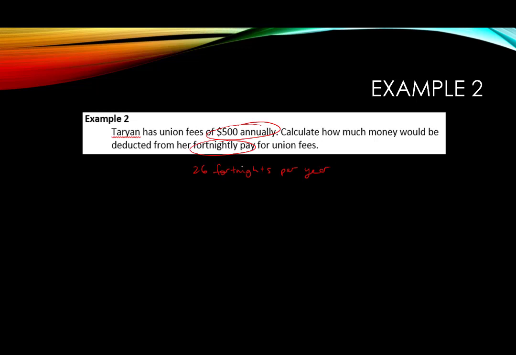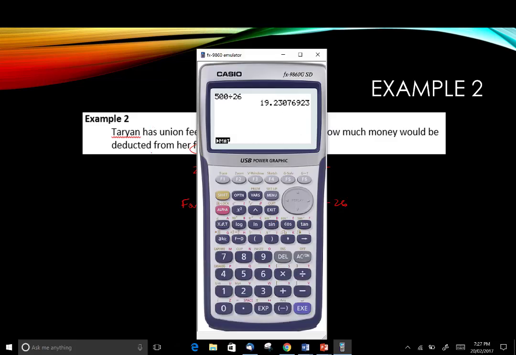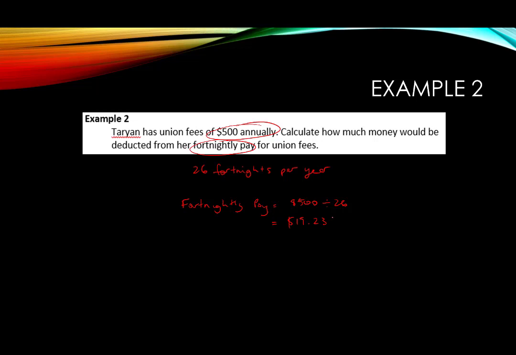Alright, so let's use that to our advantage. So fortnightly pay, that's going to be $500 divided by 26. Right, so each fortnight she's paying $19.23, and that adds up to $500 overall.